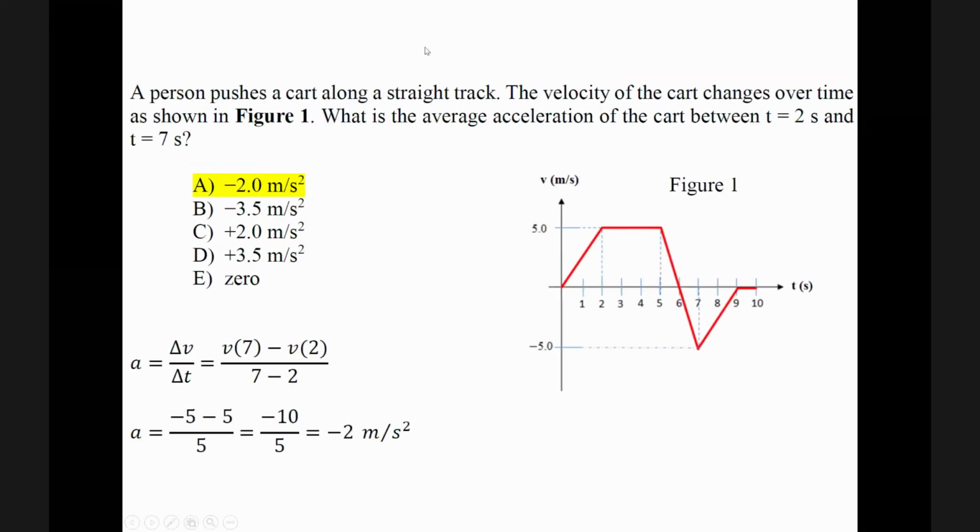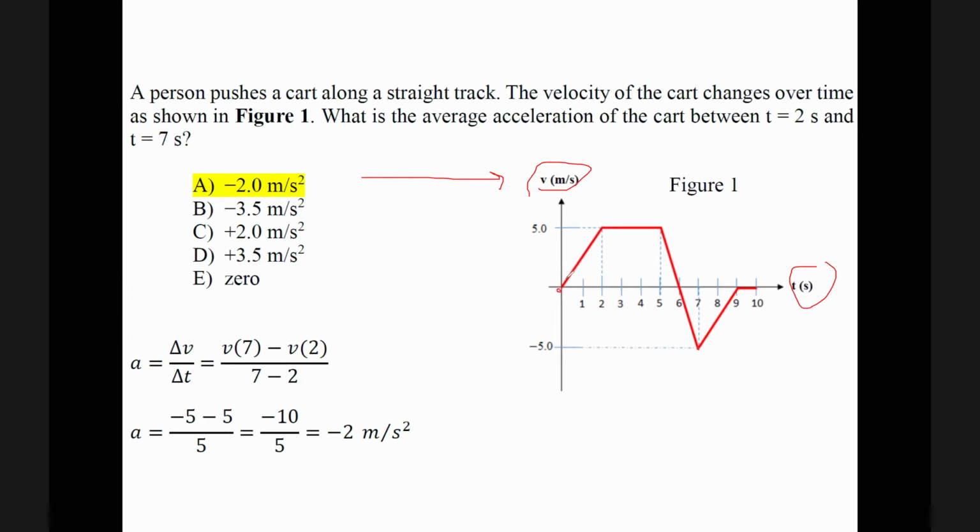Another question. A person pushes a cart along a straight track, which means this is motion in one dimension. The velocity of the cart changes over time as shown. So this is velocity versus time. He started here. The velocity increased up to 5.